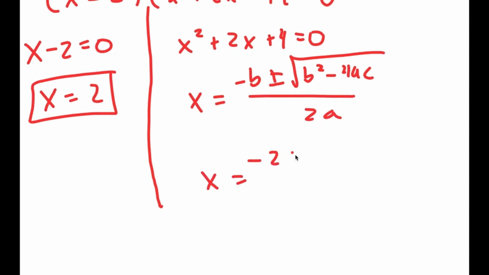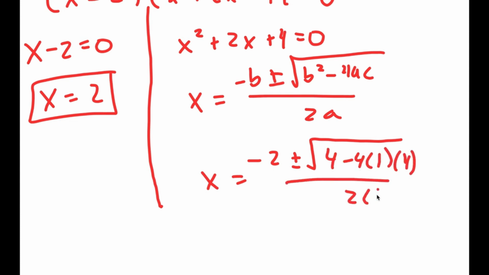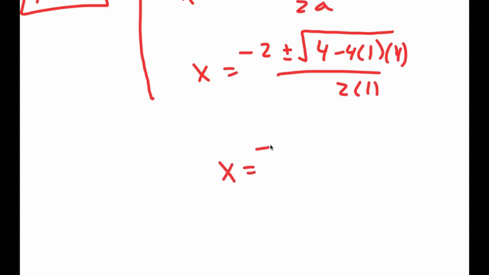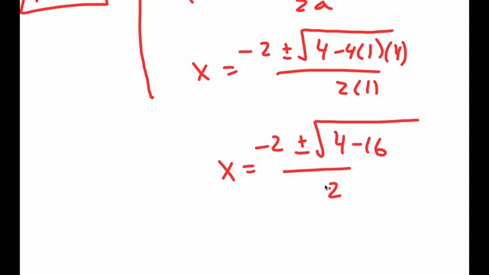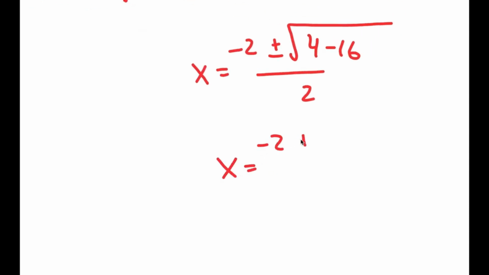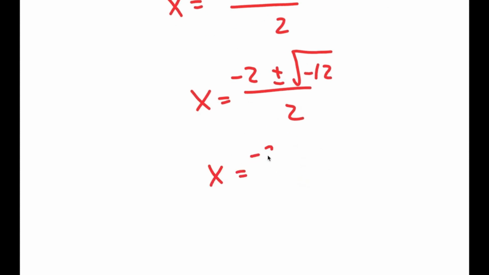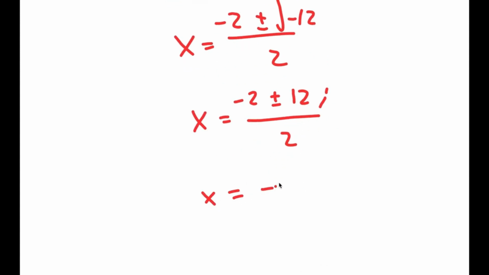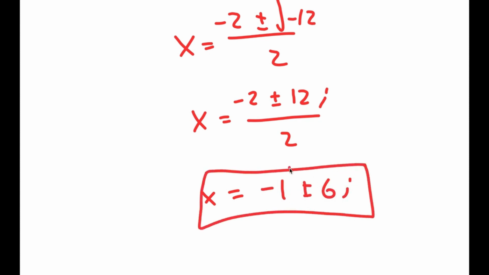So I get negative 2 plus or minus the square root of 2 squared, which is 4, minus 4 times a, which is 1, times c, which is 4, all over 2a, so 2 times 1. And this turns into negative 2 plus or minus the square root of 4 minus 16 over 2, which is equal to negative 2 plus or minus the square root of negative 12 over 2, which is equal to negative 2 plus or minus 12i, over 2, which is equal to negative 1 plus or minus 6i. So these are the two more solutions to this equation.